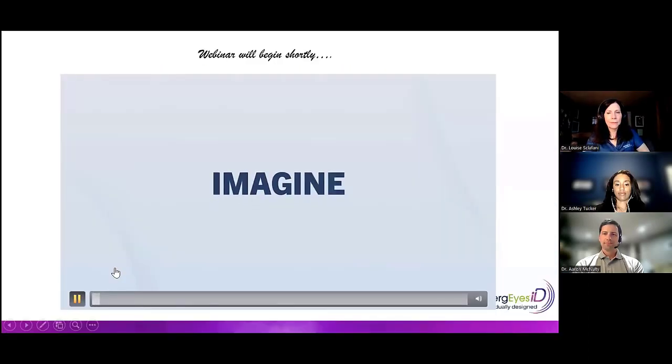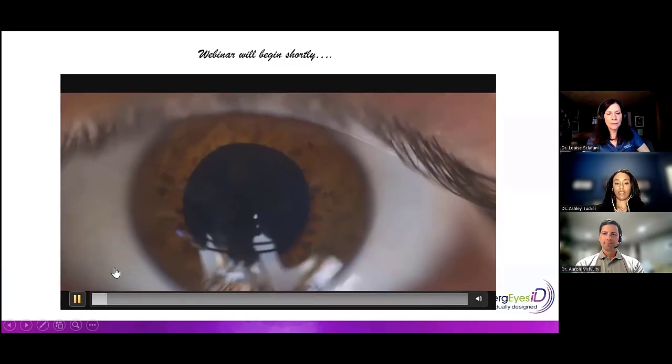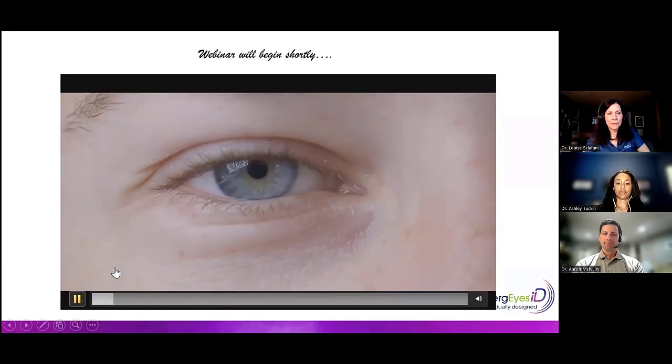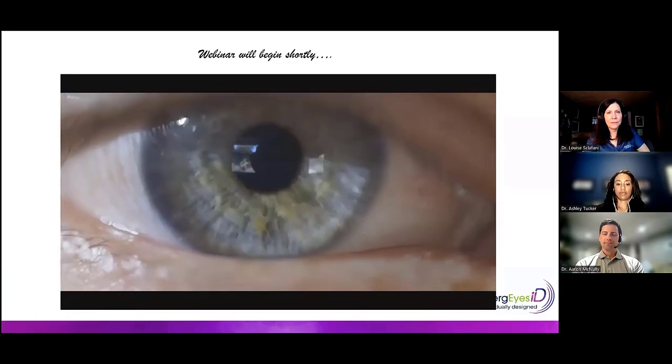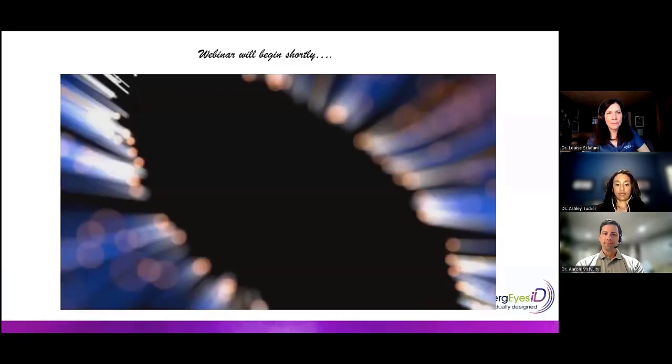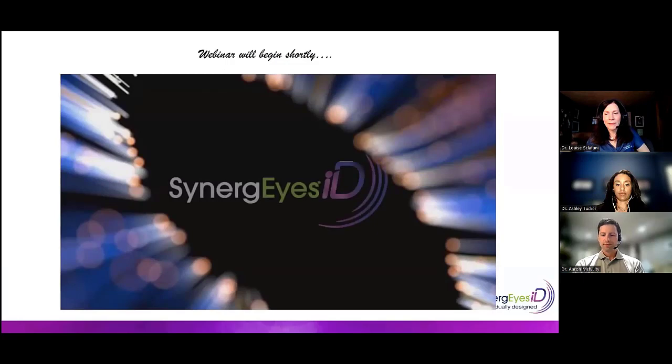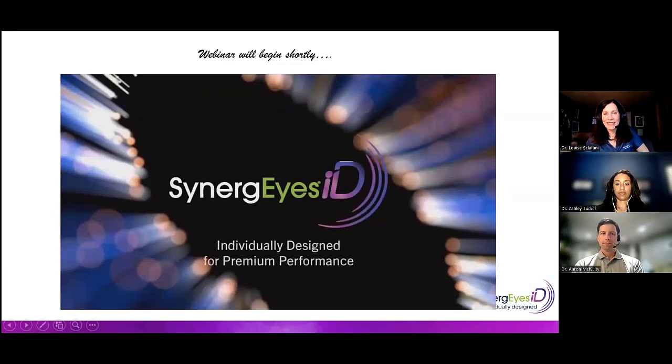Imagine a contact lens that is individually designed for your patient and personalized to their unique ocular anatomy. Introducing a breakthrough in hybrid contact lens design, SynergEyes ID. Individually designed for premium performance.